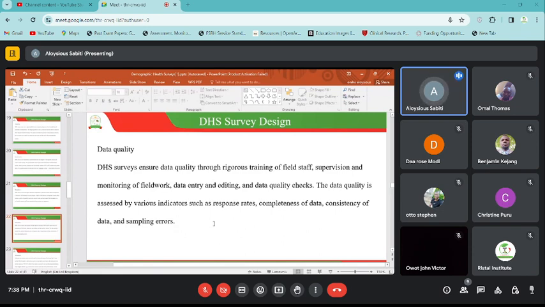So the data quality is assessed by various indicators such as response rates, completeness of data, consistency of data, and sampling errors. And in this particular module, we shall be able to look at some of the sampling errors, but we shall also be able to look at the consistency of data. Later on, we shall be able to look at what we call outliers. And the demographic health survey is very consistent in trying to identify those outliers as a means of maintaining the data quality.